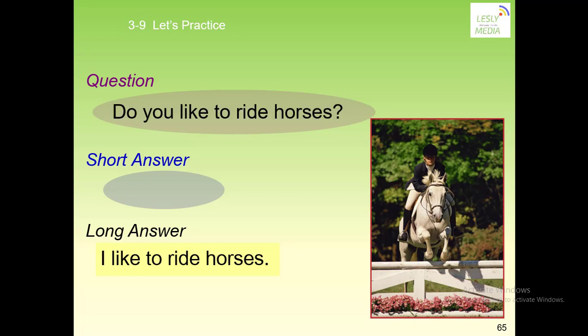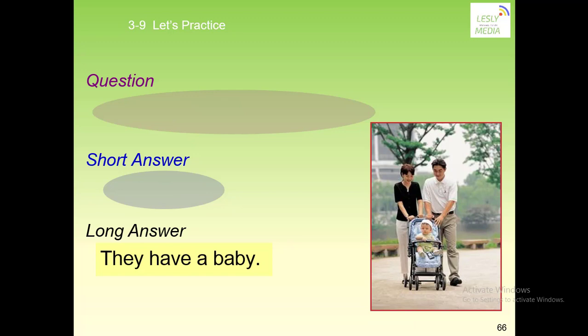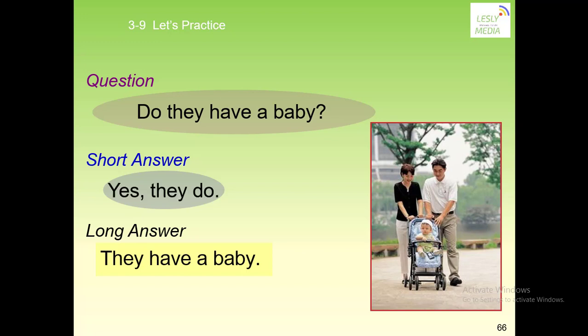Do you like to ride horses? If the answer is yes, so what is the answer? Yes, I do. Okay, next. Let's practice for the next one. They have a baby. So this is the long answer. Can you create a question for this answer? Yeah. Do they have a baby? Yes, they do. Okay? Yes, they do. Next.